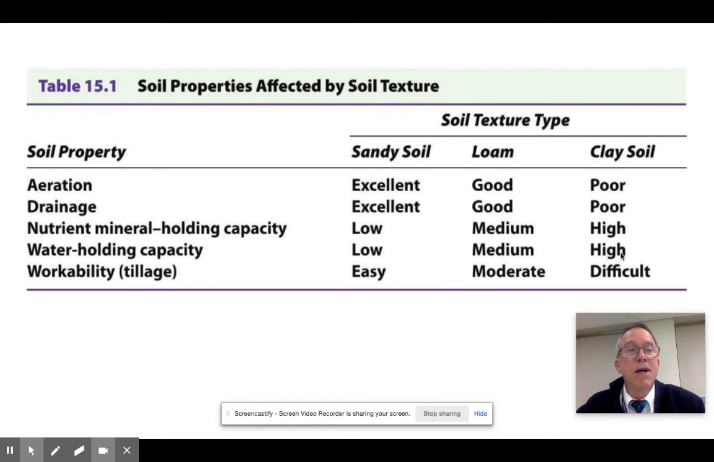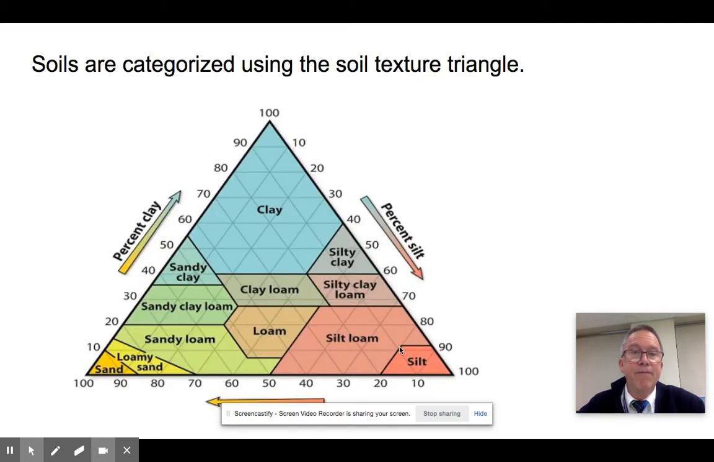Clay soil can hold a lot, but if you want to grow things in it, you've got to be able to till the soil. Sandy soil you can till really easily, but it's got all these other problems. Loam is pretty moderate and has all these good things. Clay is really difficult to till. So you can see, loam is really what we're after here.